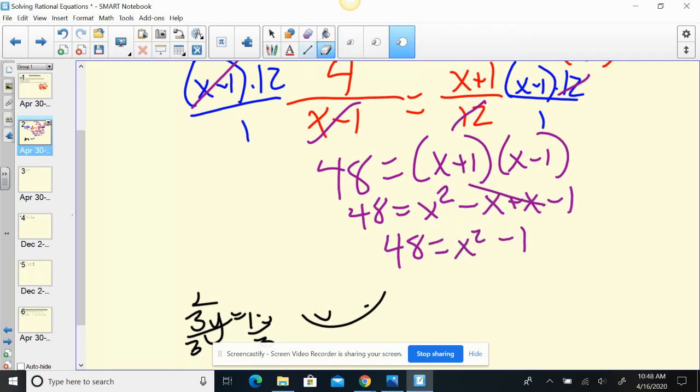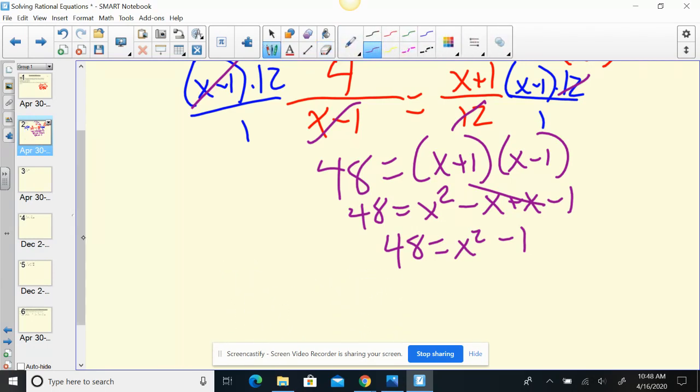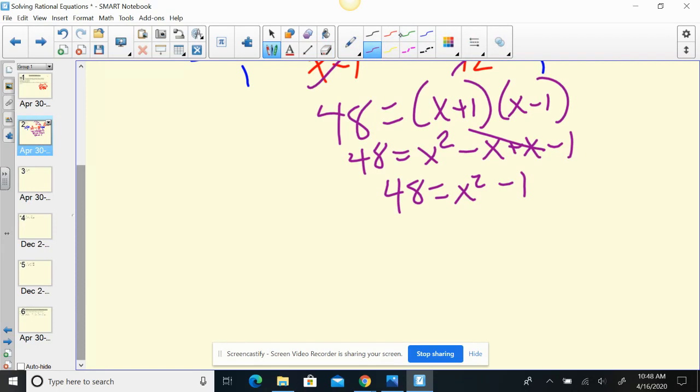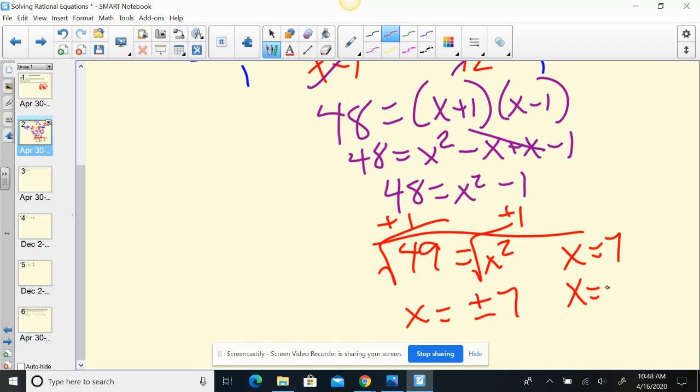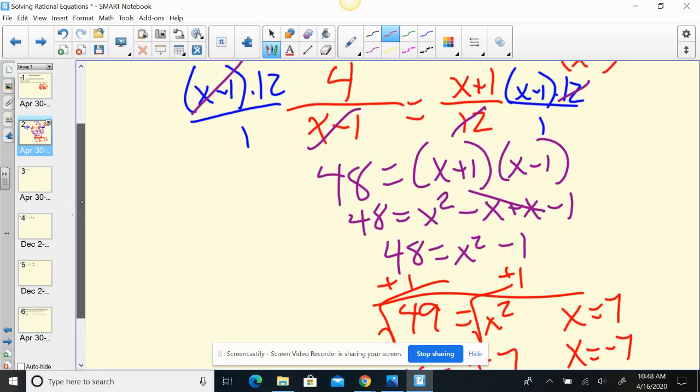Since I have a square and I do not have a linear term, I can use square root property for this. So I'm actually just going to get the square by itself and then take the square root. A lot of you forget that when we square root, we should get a plus and a minus. So my potential answers for this are x equals 7 and x equals negative 7.